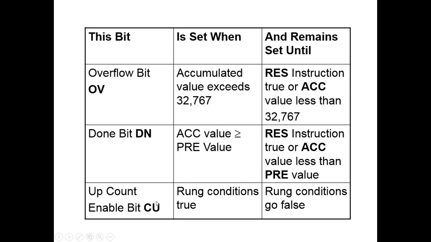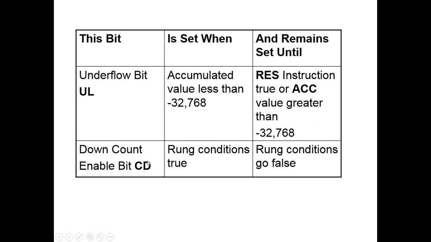The up counter enable bit, that's an instantaneous contact for the up counter. The enable bit is the instantaneous contact for a down counter. And then the underflow is if for some reason you down count and you go way low, lower than this, then you'll get the underflow bit to come on.